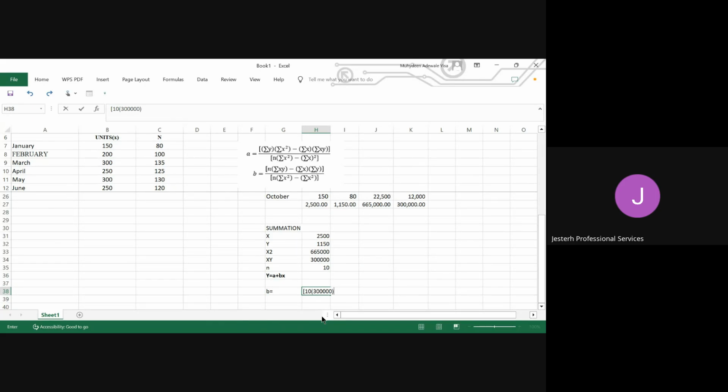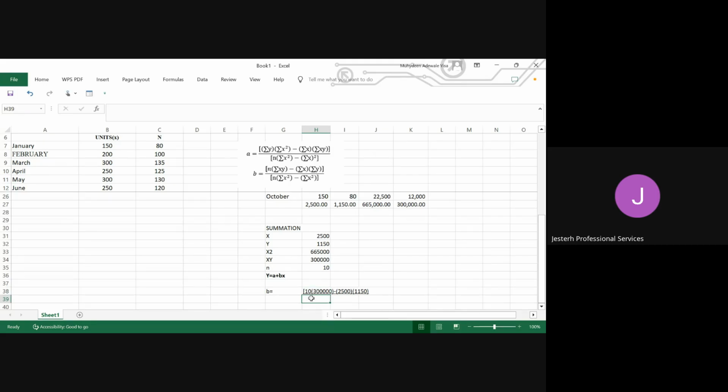Then you close the brackets, minus summation, open bracket, summation of X. Our summation of X is 2,500. Then you close the brackets. Then you open another bracket as well. The summation of Y is 1,150. Then you close the brackets. Close the brackets. Then you roll it up all over.